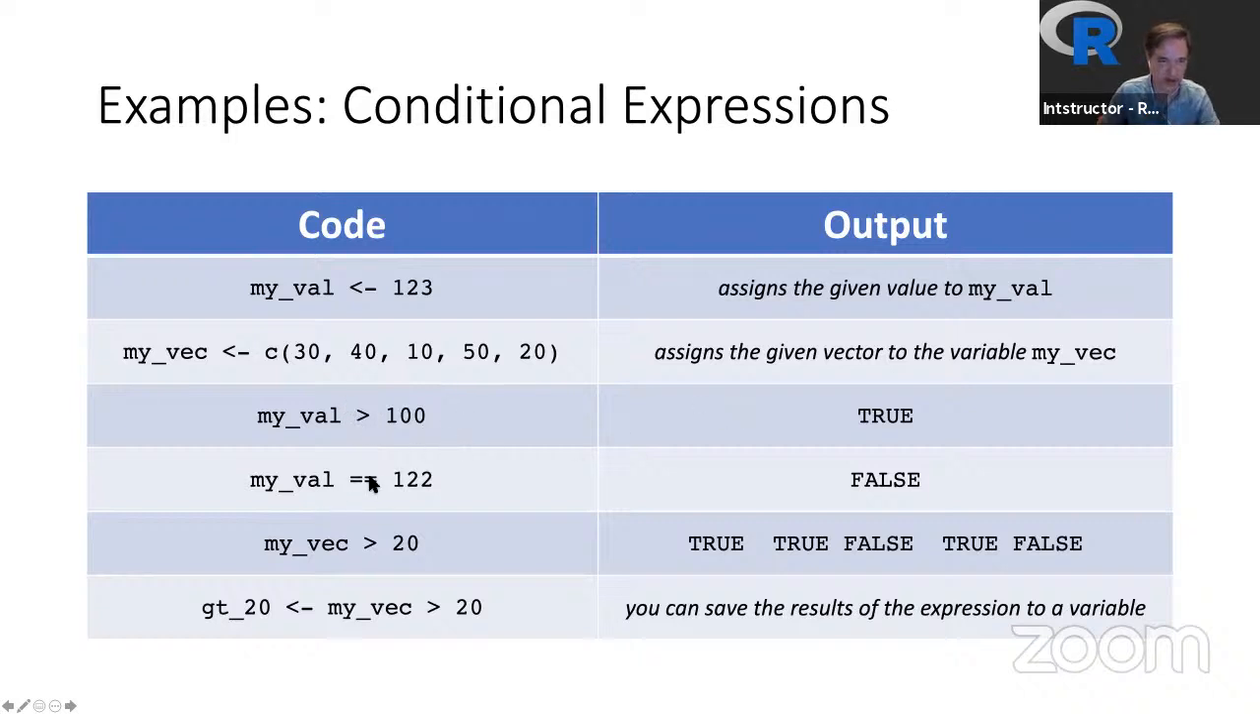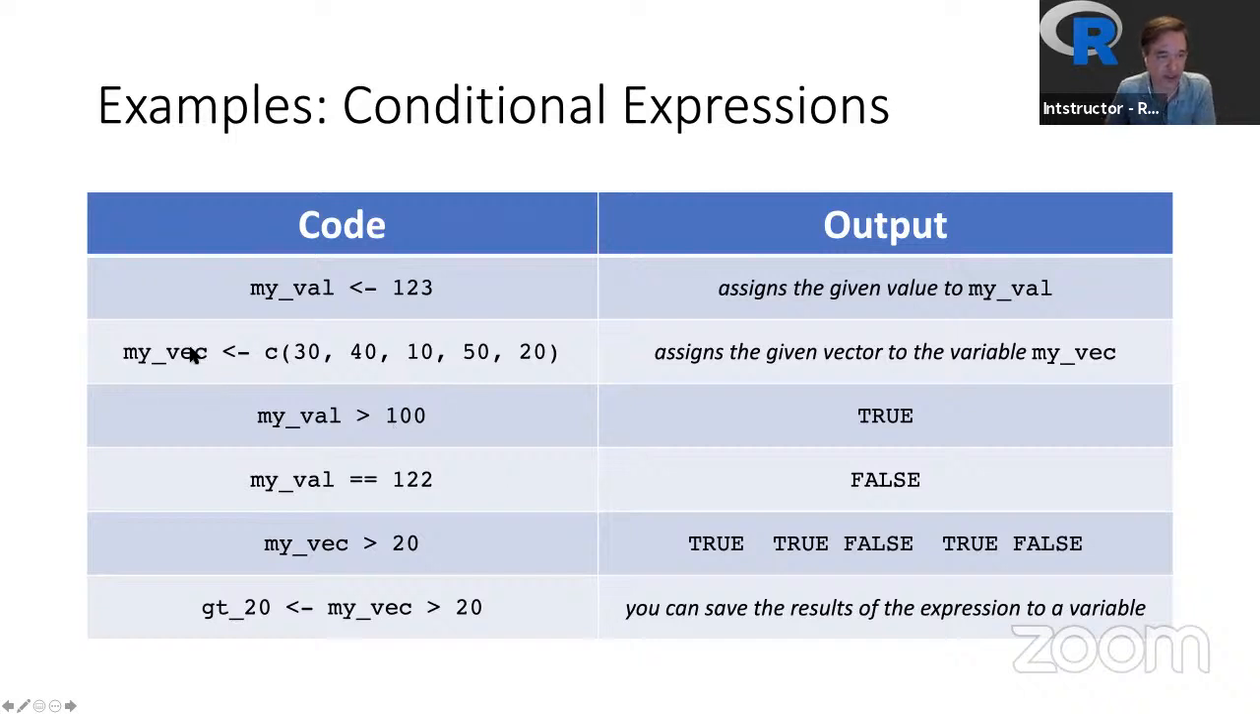We can ask the question, is myVal equal to 122? Remember, we had to use the double equal sign. If you were to use a single equal sign, it still would have been a valid R expression, but what you would have done is you would have reassigned the value of myVal to 122, which is not the intent here. So you have to be a little careful there. That one can be a little tricky. If you're asking a question about whether these two things are equal, you have to use the double equal sign. And the answer to this is FALSE, because myVal is 123.